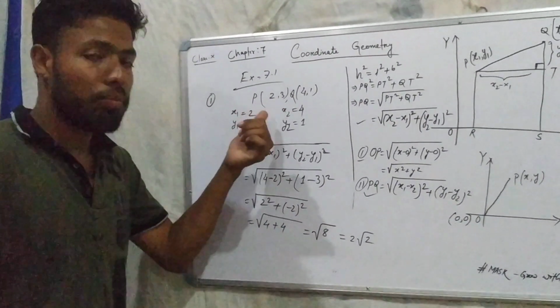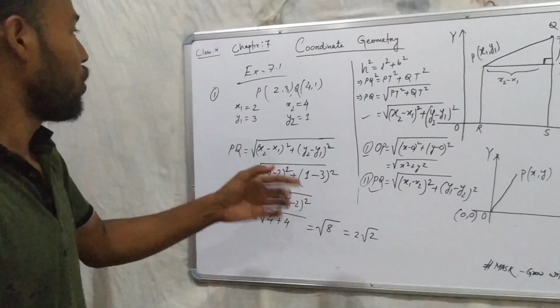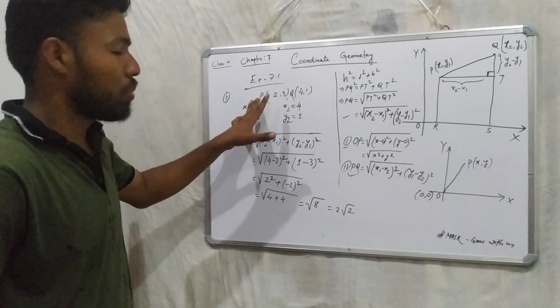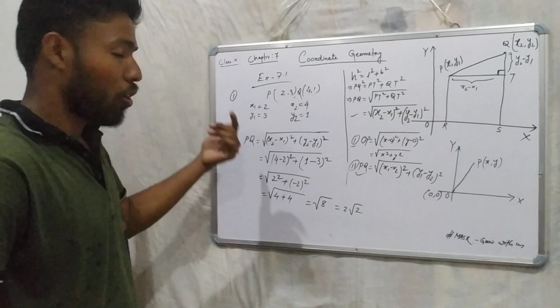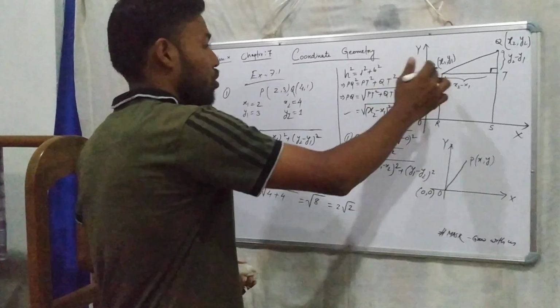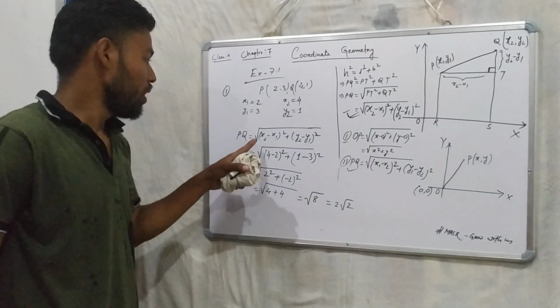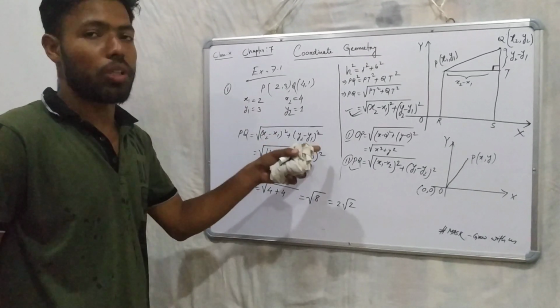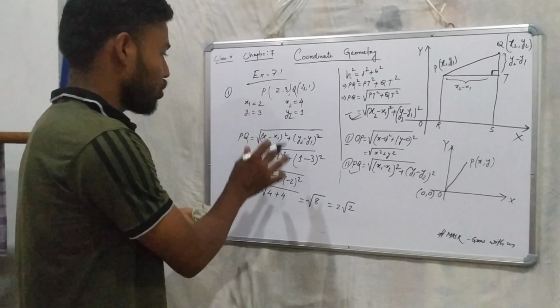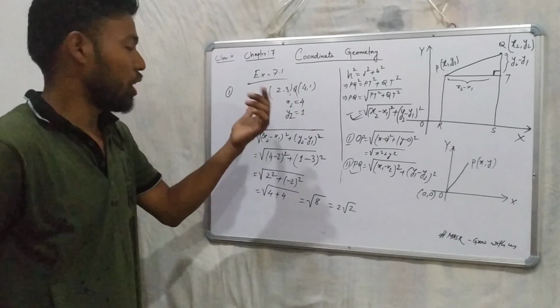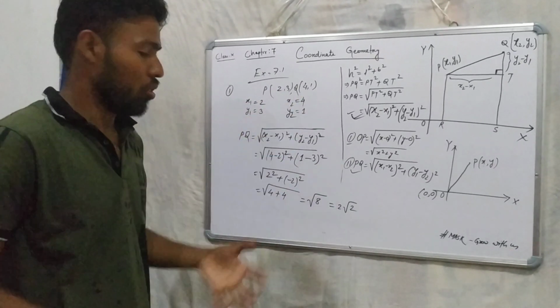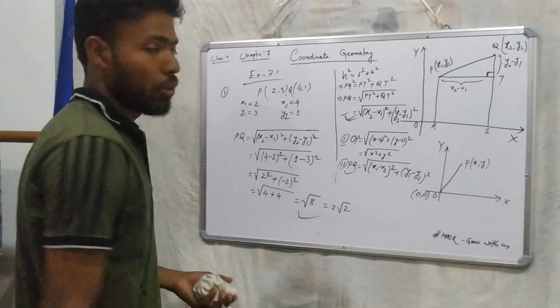Here we have been given 2 points 2, 3 and 4, 1. We assume that this is point P and this is point Q. Then according to our formula, how do we calculate? This is our formula. Okay, the formula is PQ equals root of x2 minus x1 whole square plus y2 minus y1 whole square. So according to the formula, if we put the values of x1, y1, x2, y2, we will get this value.